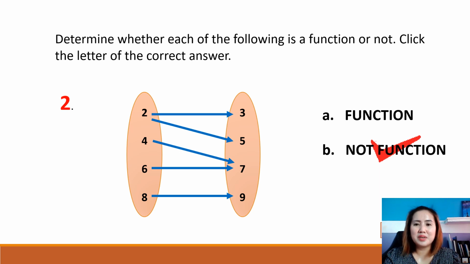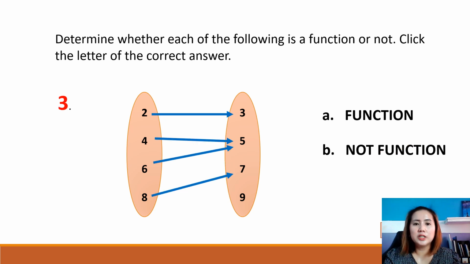This cannot be considered a function because 2 represents two different ordered pairs, which are 2 and 3, 2 and 5. Moving on, we also have here 2 to 3, 4 to 5, 6 to 5, and we have 8 to 7. So if you think that this is a function, you are correct.